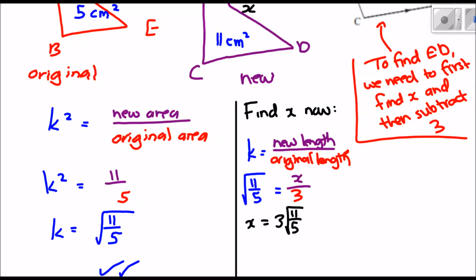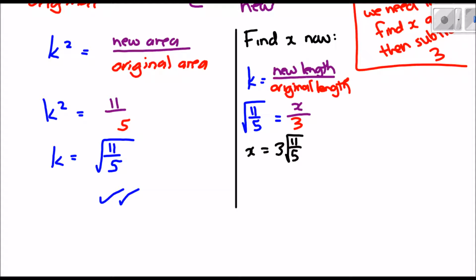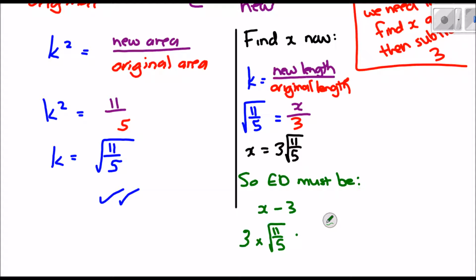Try putting that in a calculator. On the Inspire, I'm not sure, you might need to put in 3 multiplied by the square root of 11 over 5. And then you've got an answer. You write out lots of decimal places. Or you could go straight to saying, so ED must be x minus 3, which is 3 square root 11 over 5. Actually, that looks like the cube root, so be careful of that. So maybe you want to do that as 3 multiplied by the square root of 11 over 5 minus 3.